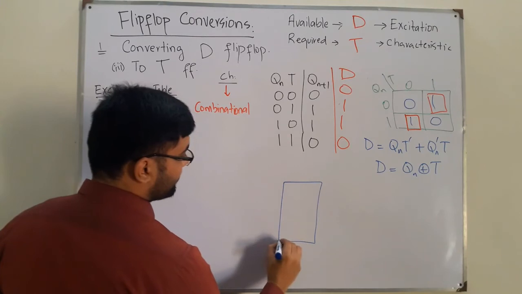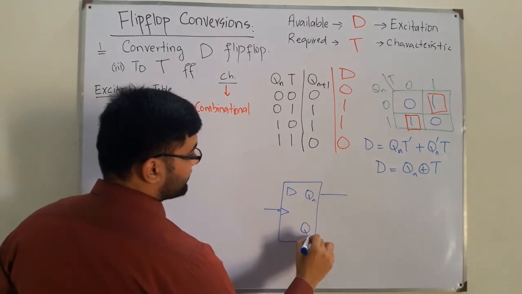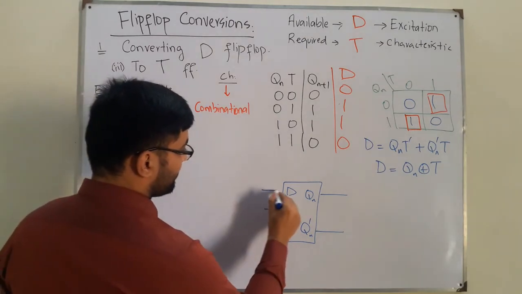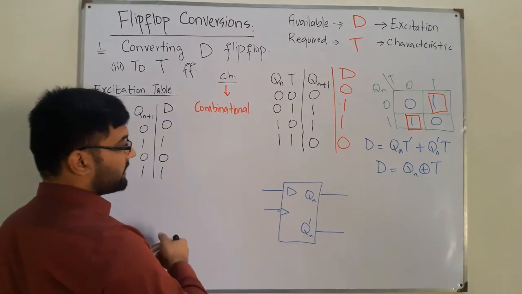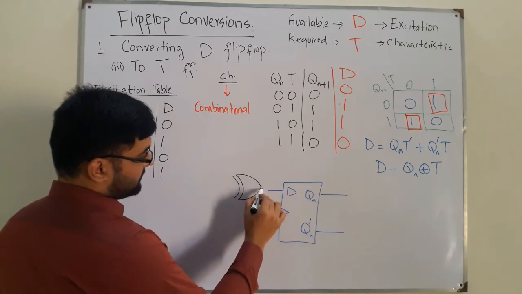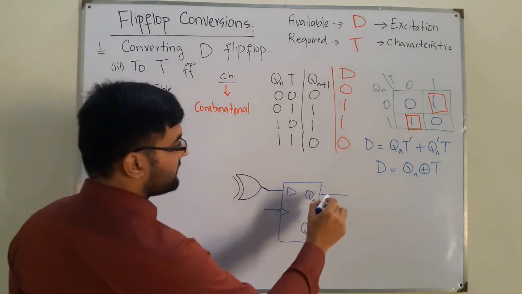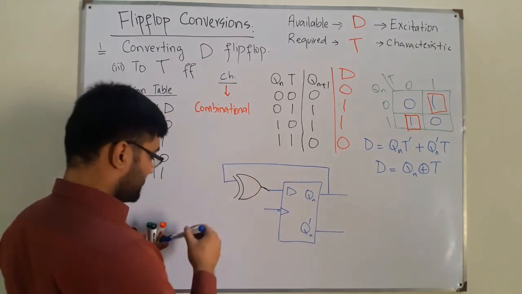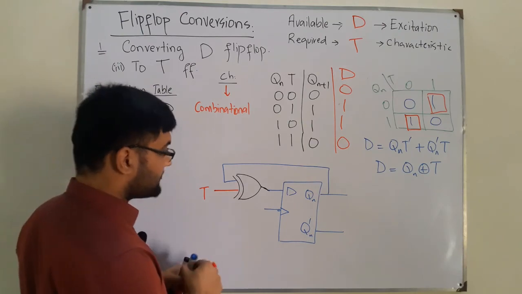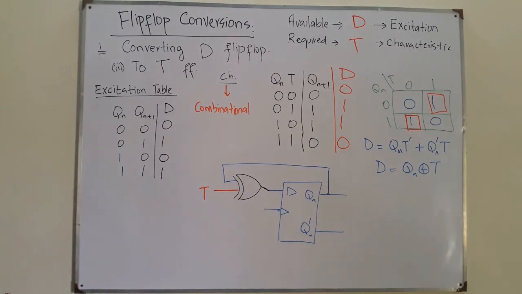This is the diagram for the available flip-flop, that is D. You have Qn complement, so which means now you require an exclusive OR gate, the output of which is fed to D. The exclusive OR inputs are Qn and T. Now we are using this particular D flip-flop as a T flip-flop in this case. That's all about it, okay?